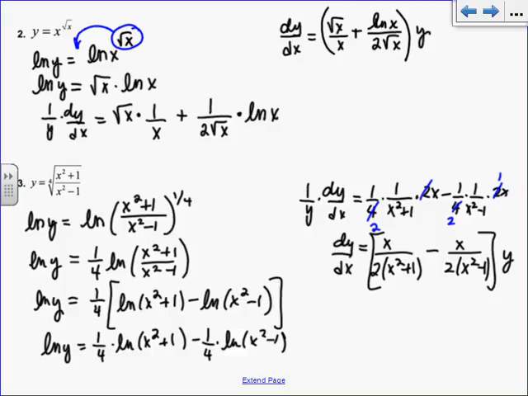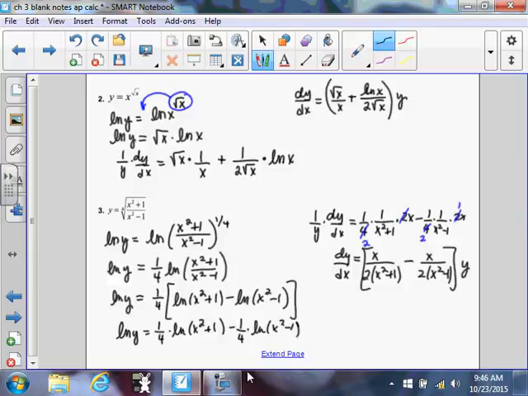It's kind of weird when you first learn logarithmic differentiation. I remember not liking it in high school. It's really not super hard though. It's nice because it makes things easier. So you should like it, but I know it's weird at first.